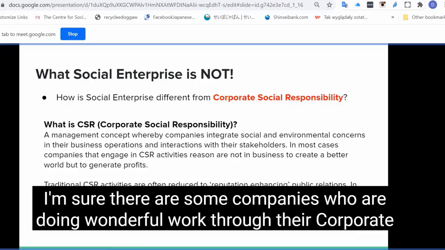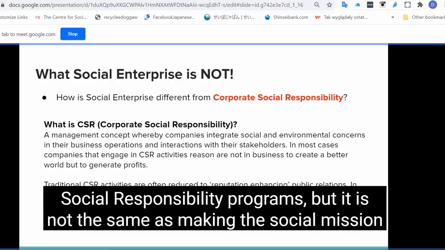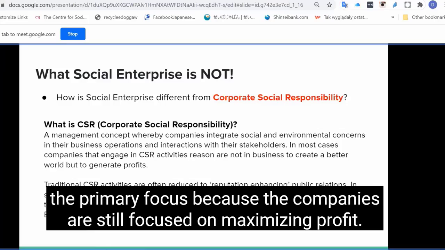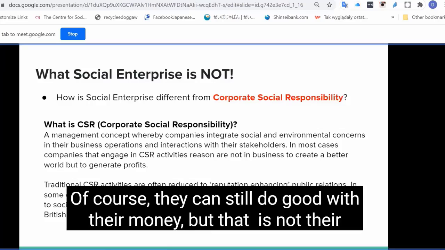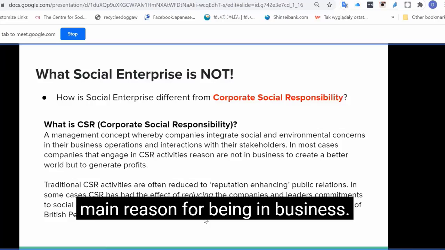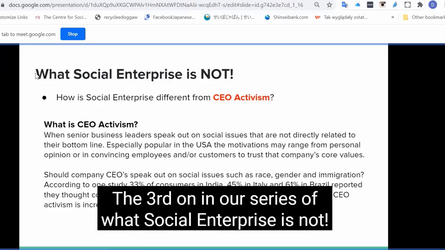I'm sure there are some companies who are doing wonderful work through their corporate social responsibility programs, but it is not the same as making the social mission the primary focus, because the companies are still focused on maximizing profit. So, of course, they can still do good with their money, but that is not their main reason for being in business. The third one in our series of what social enterprise is not.